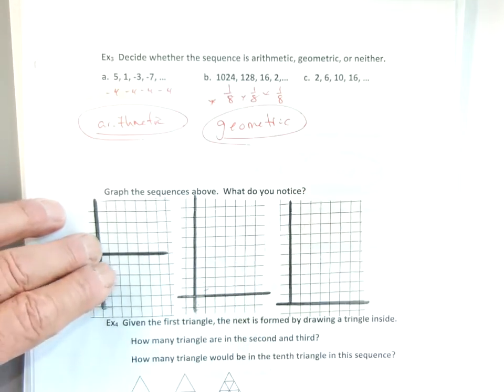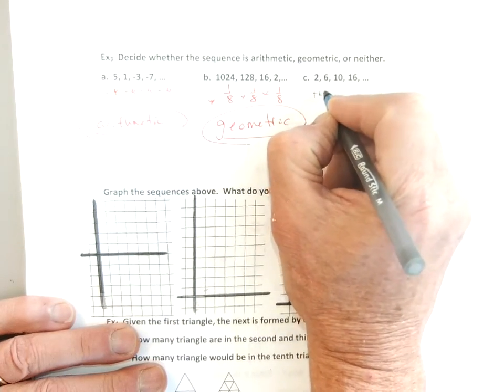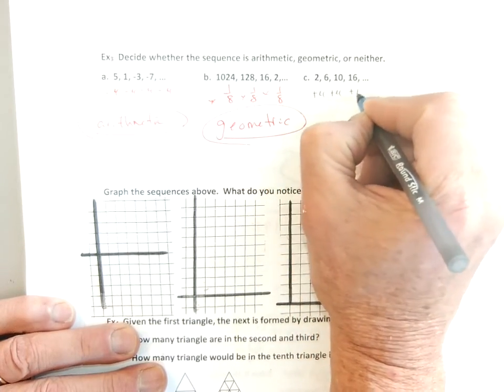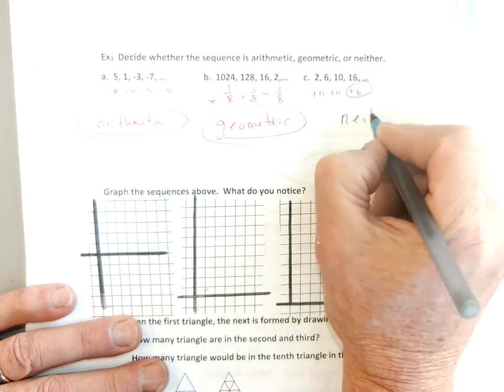Why is it neither? Because it's going plus 4, then plus 6. Right, and that plus 6 messes me up. It's like, what? Good job.